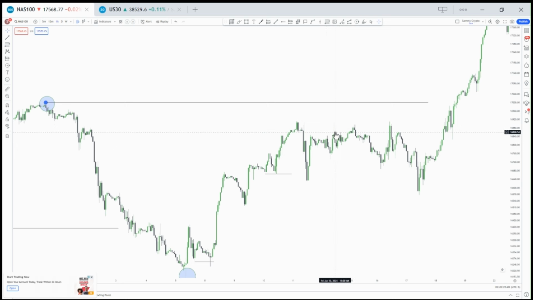Then it slowed down here. There's no setup. Now at this point our bias is what? Our bias is buy to the what? External high. So there's no setup here, only consolidation. Now what happens on the next week? Wednesday, price takes out what?